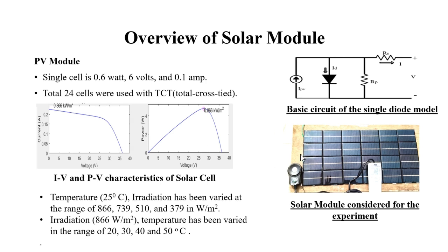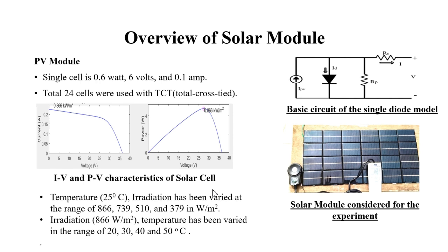In this, we have considered a solar cell having a rating of 0.66 volt and 0.1 ampere. A total of 24 cells were utilized, and with the help of a pyrometer and a temperature gun, we measured the irradiation and temperature at different times. So, this is the IV and PV characteristic plotted for 24 cells at 886 watt and 25 degrees centigrade.